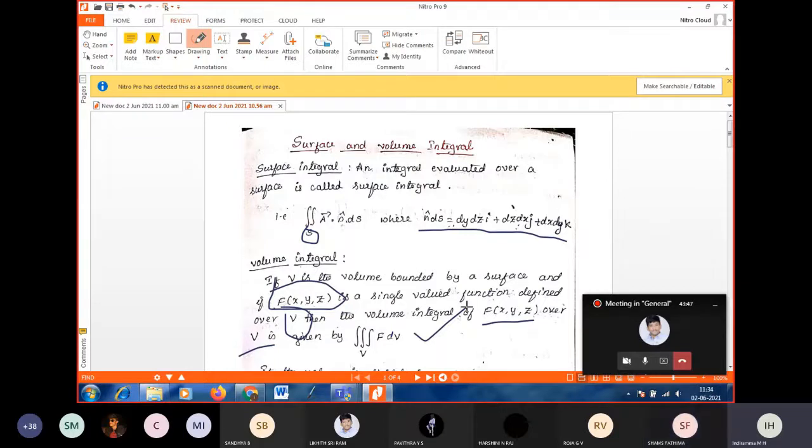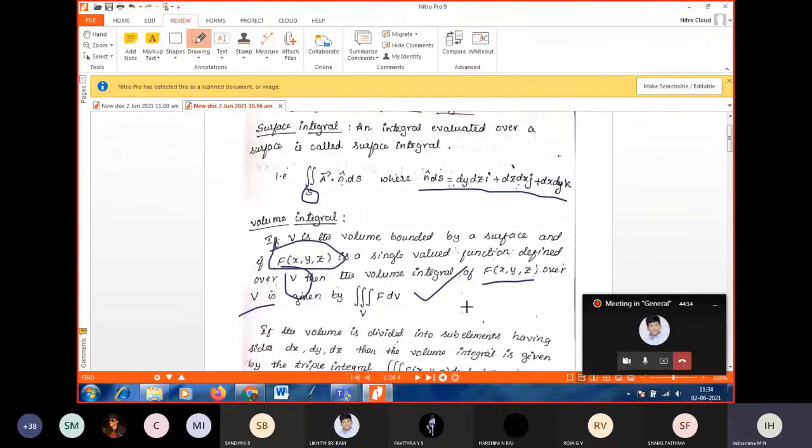Yes, ma'am. We discussed problems on application of the integrals. There we found area, volume and all, correct? Yes, ma'am. Usually to find area we use a double integral, and to find volume we usually use a triple integral. Using a double integral we can also find the volume by using some specific formula. So this is regarding the volume integral.